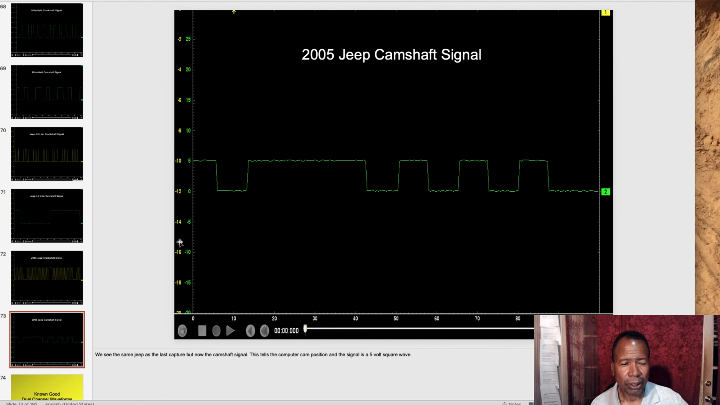And the last one for the night is a camshaft signal, a normal camshaft signal for a 2004 Jeep. Again, it tells the computer or ICM the position of the camshaft. This right here, you see here, is normal. Again, it tells the computer the position of the camshaft or engine position. This is a normal signal from 5 volts to 0, 5, 0, 5. A normal camshaft signal.